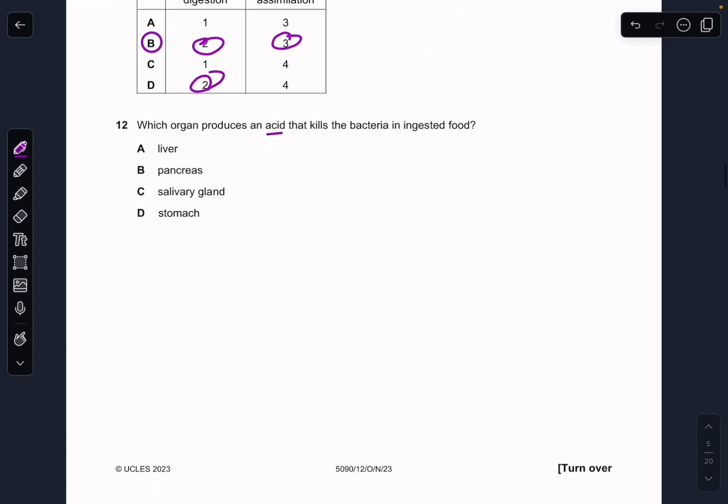Which organs produce acid that kills the bacteria in the ingested food? So the acid, HCl, is produced by the parietal cells that are present in the stomach. So the answer is going to be D.